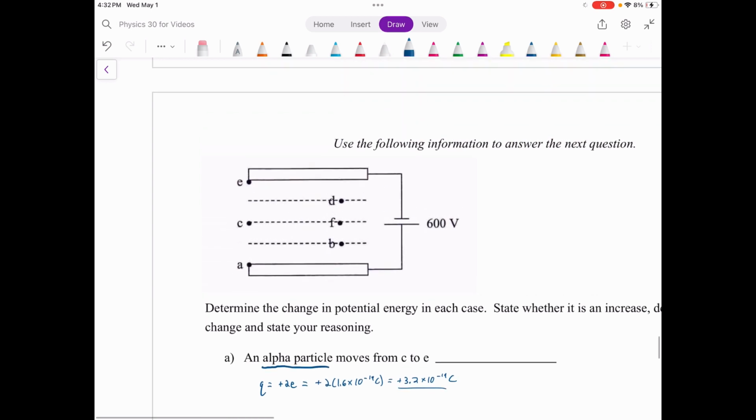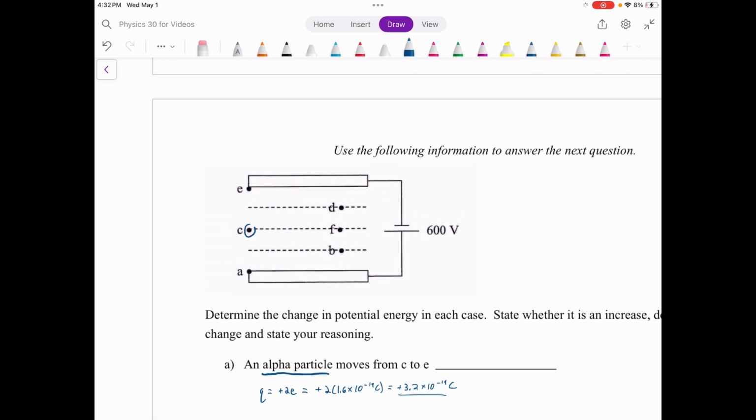Okay, now we're going to take that positive alpha particle, just draw it as a positive, and we're going to move it from C to E.